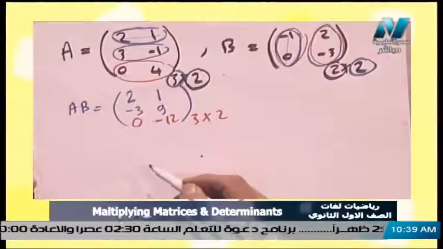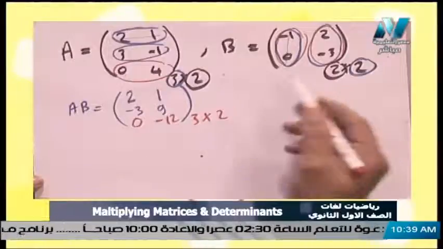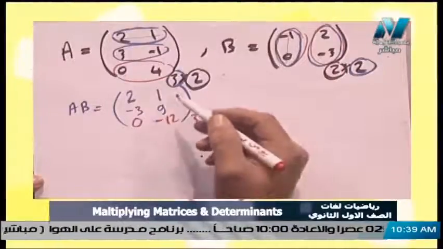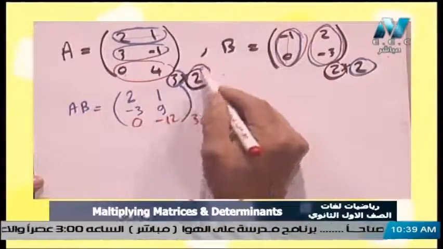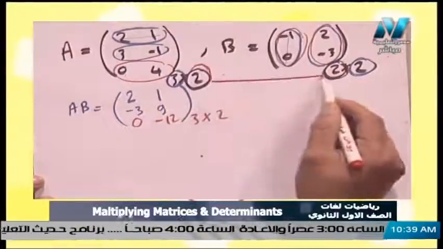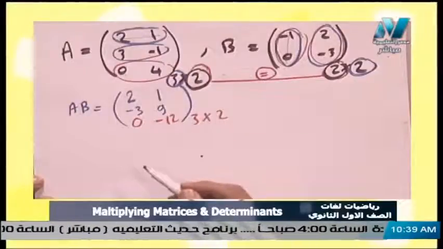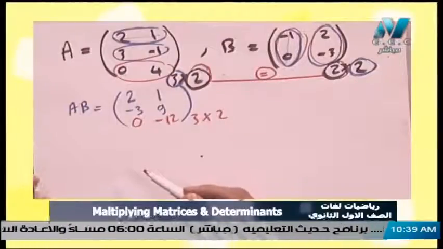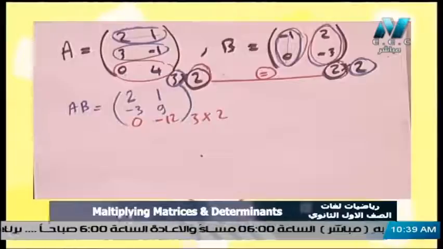Okay, and it's possible to do the multiplying because the number of columns here equals the number of rows here. These two numbers are equal. Okay, let's move to another example.